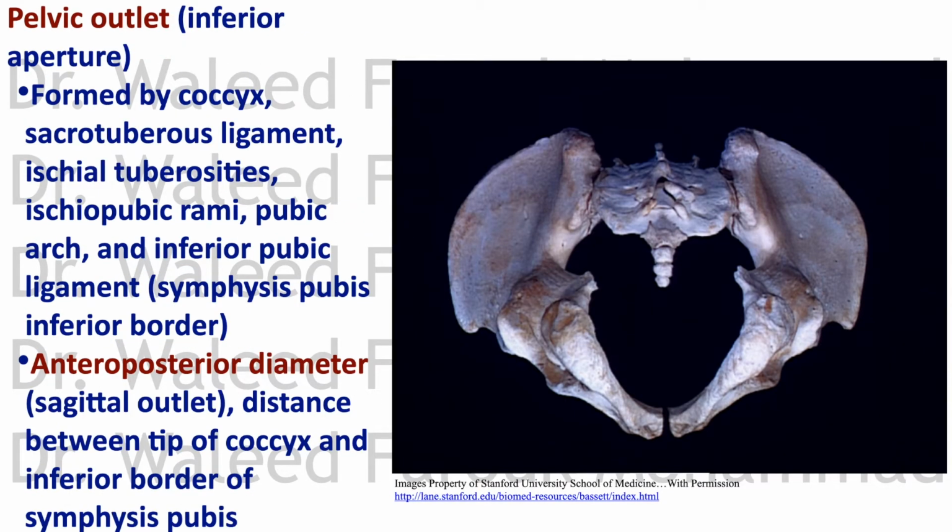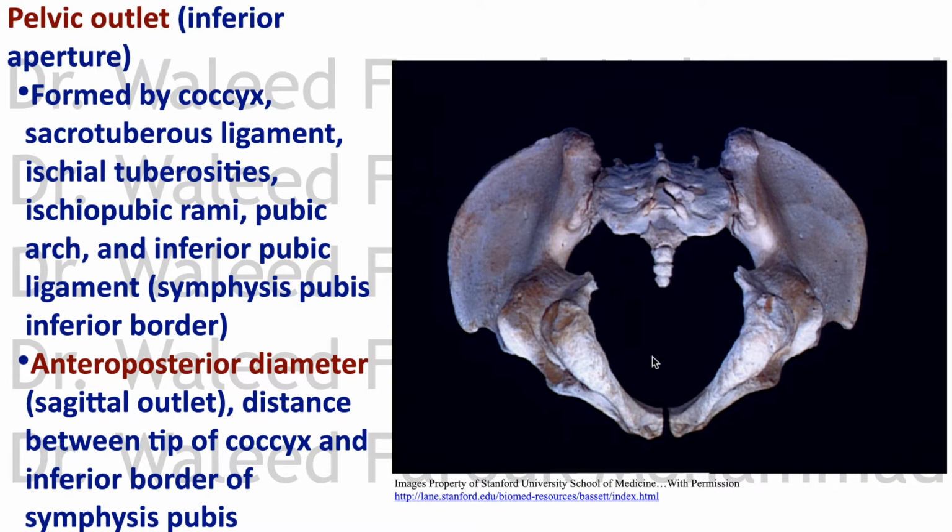The pelvic outlet or the inferior aperture of the pelvis is formed by the coccyx, the sacrotuberous ligament, extending from the sides of the sacrum and coccyx to the ischial tuberosity, and the ischial tuberosities, the ischiopubic ramus or the conjoined ramus, and the inferior border of the symphysis pubis to the other side. These are the boundaries of the pelvic outlet or inferior aperture of the pelvis. Also, there are some measurements of clinical importance in obstetrics.